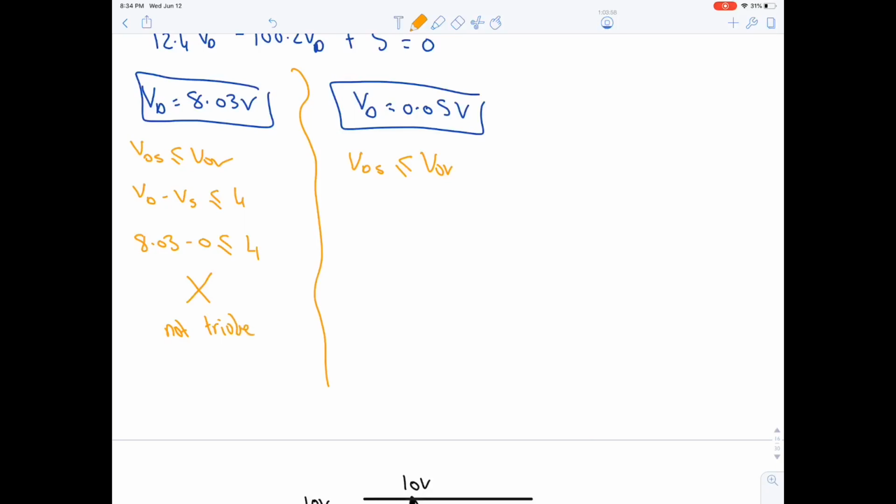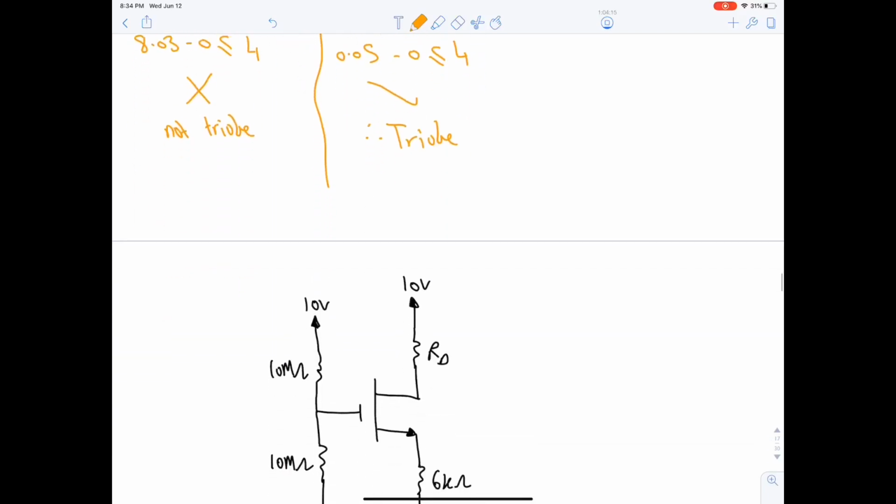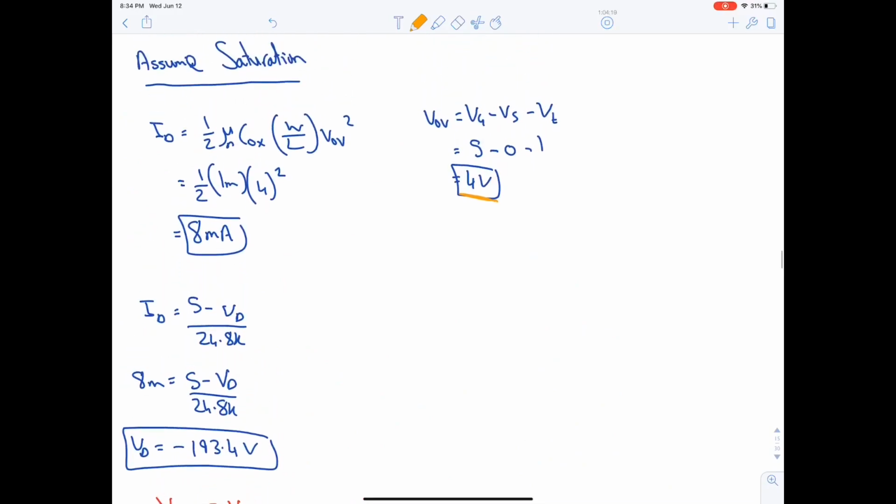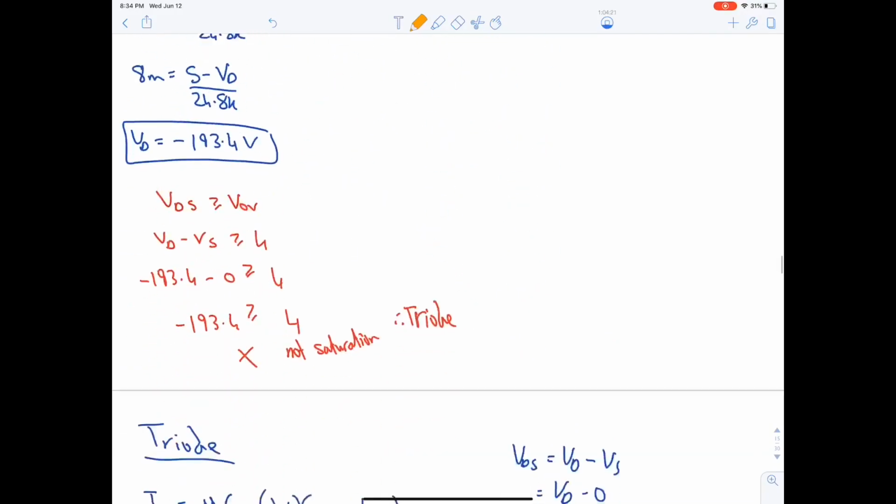So we have to check for the other number. Most probably it will be correct. So VD minus VS, is it less than or equal to 4? Is 0.05 minus 0 less than or equal to 4? Yes, it is. Therefore, triode. This is our correct answer. Okay? Finding VD and ID. Correct? We need to find ID still.